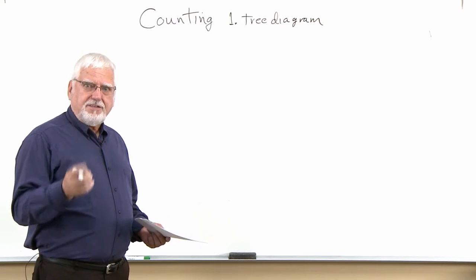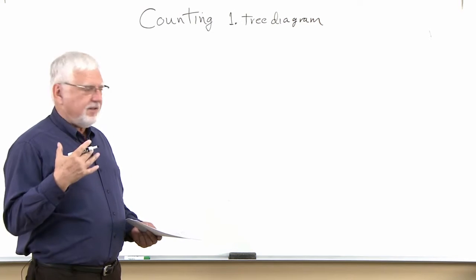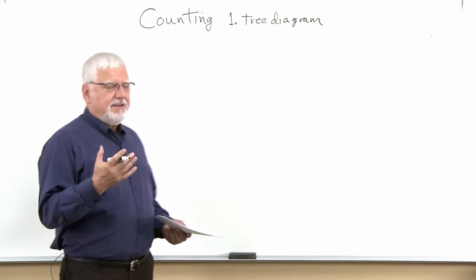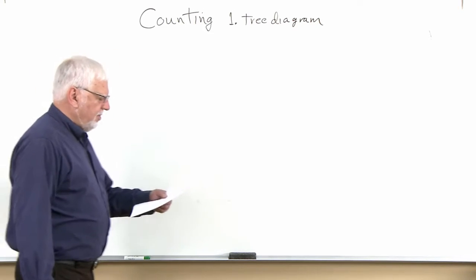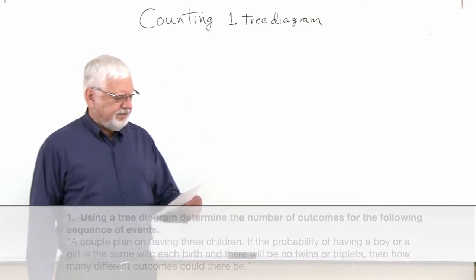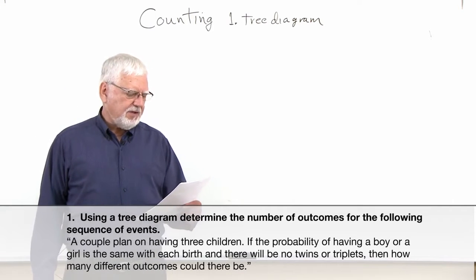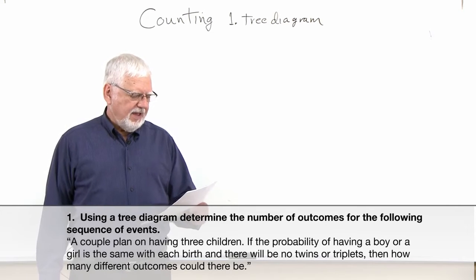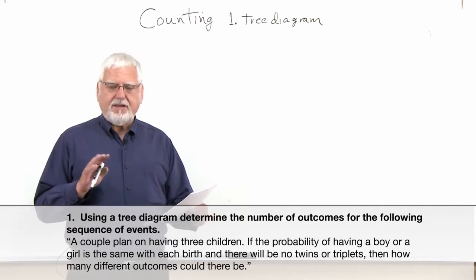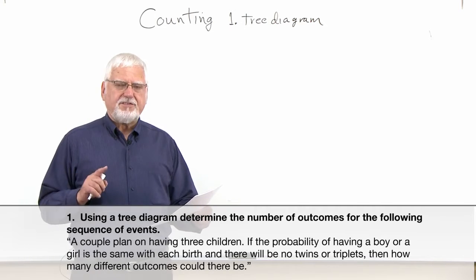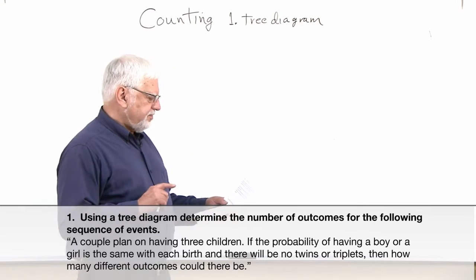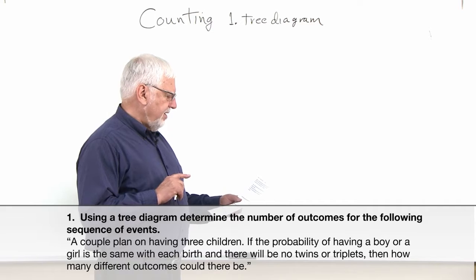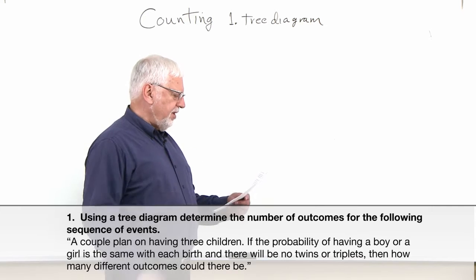So even though it looks really simple, kind of ridiculous, it's a powerful tool because it does show us the actual sample space. So let's just try this first problem. Reading number 1, using a tree diagram, determine the number of outcomes for the following sequence of events. A couple has 3 children, and we're not going to allow any twins or triplets, and we're going to assume that there's a 50-50 chance of getting a boy or a girl. So how many ways, how many outcomes can there be for this?